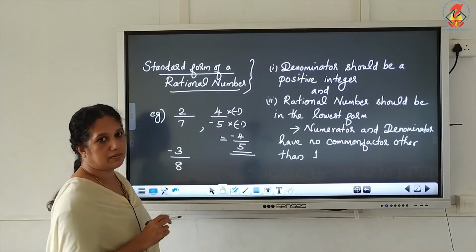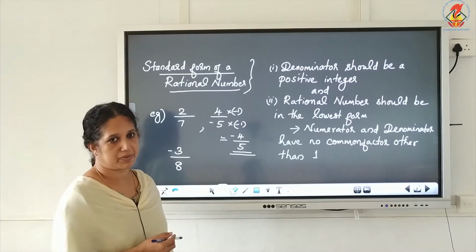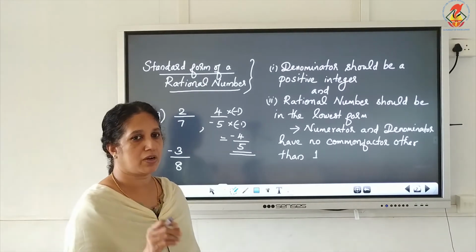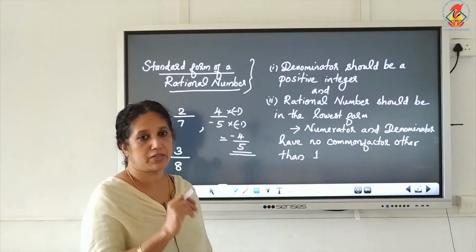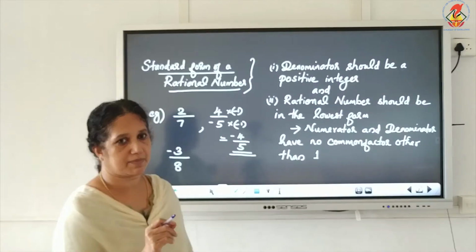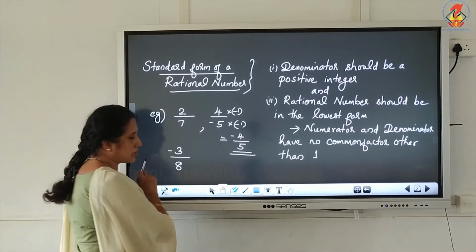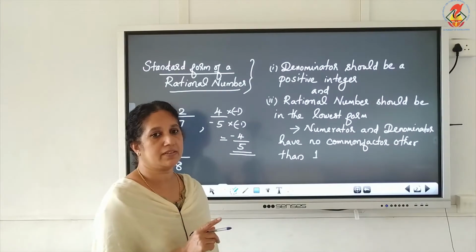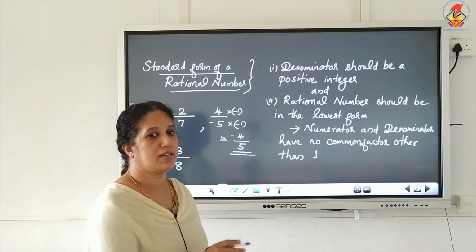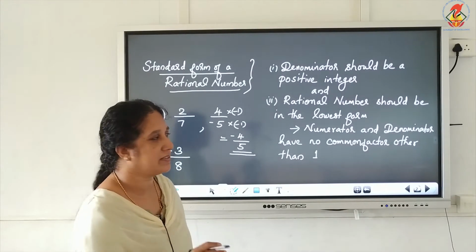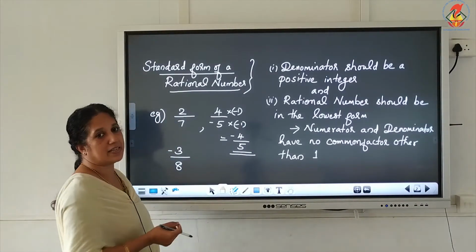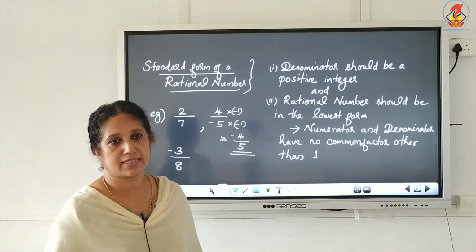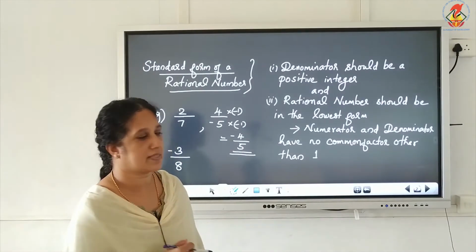Then again, negative 3 by 8. Look at the denominator. The denominator is a positive integer. The numerator can be a positive or a negative integer, it doesn't matter. You only look at the first condition for the denominator. The denominator should be a positive integer. Then look at whether it is reduced to the lowest form. For 3 and 8, the only common factor is 1, so it is already in the lowest form. So negative 3 by 8 is another example of the standard form of a rational number. And if the given rational number is not in the standard form, we can make it into the standard form.